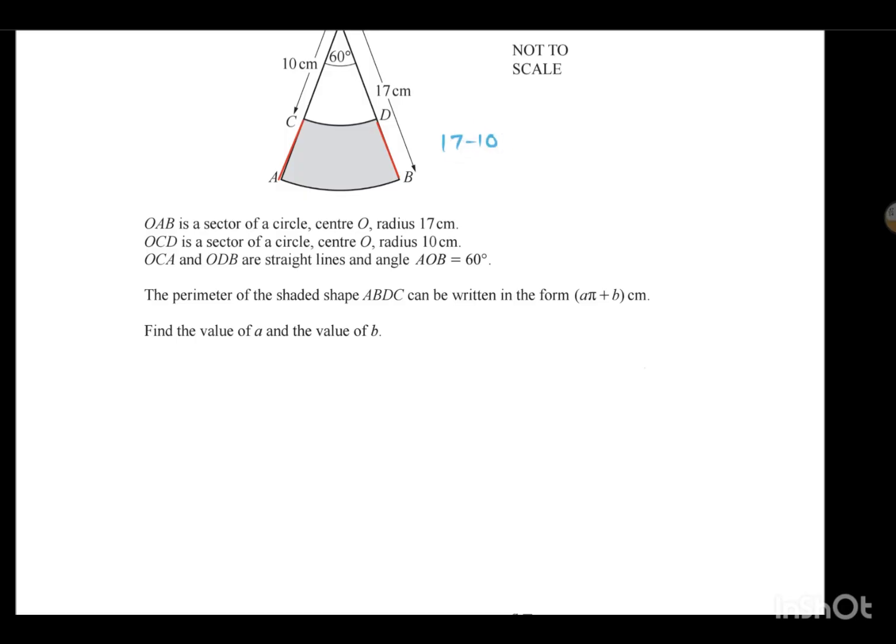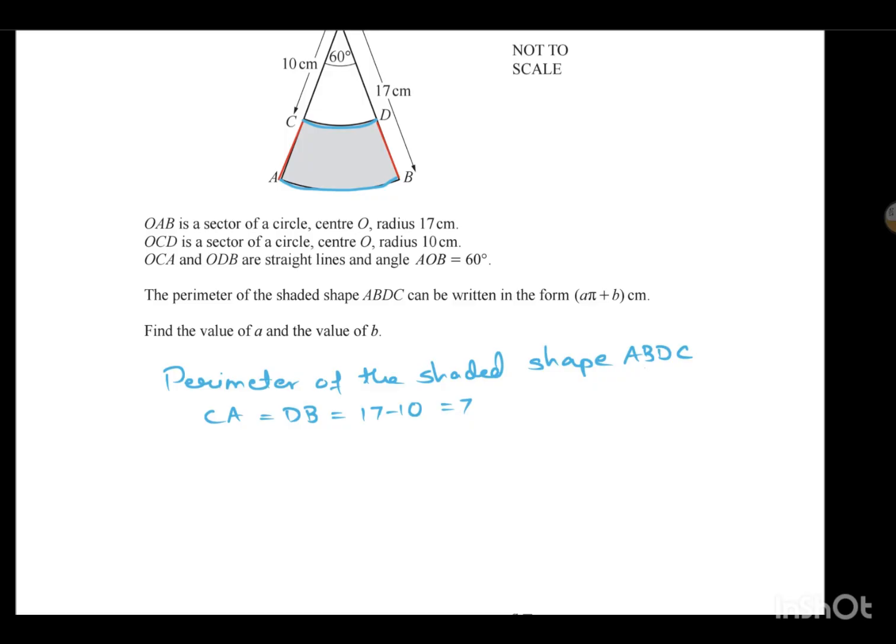17 minus 10, we will get these two sides, CA and DB, that is 7 centimeters. And we'll have to find the length of these arcs, CD and AB, using the formula. So perimeter of the shaded shape ABDC. Find out CA is equal to DB is equal to 17 minus 10 is equal to 7 centimeters.